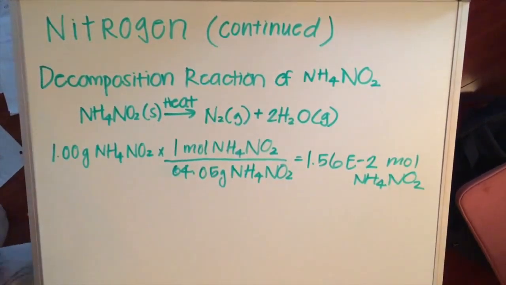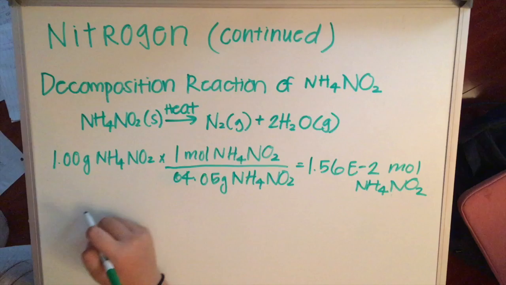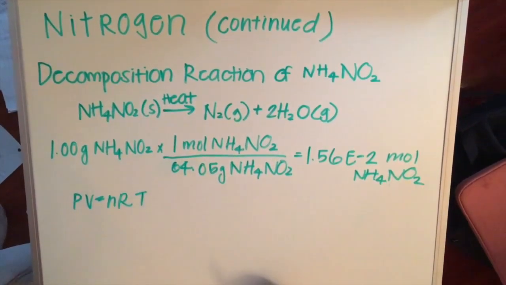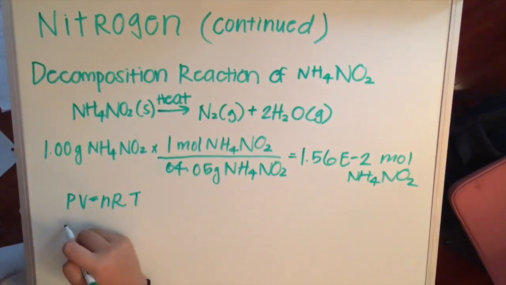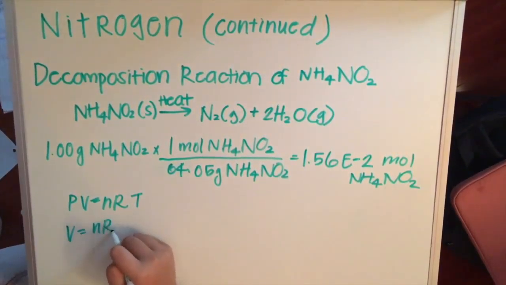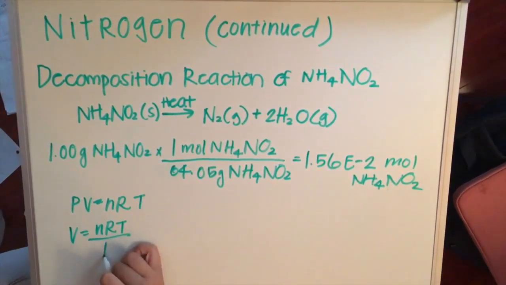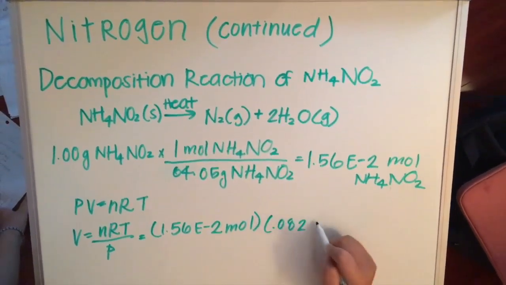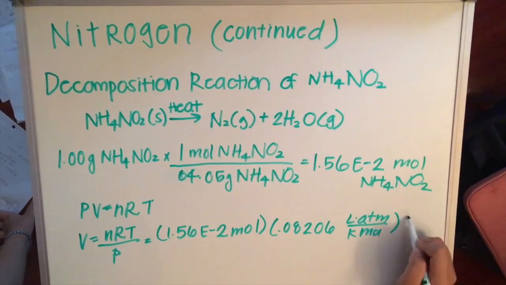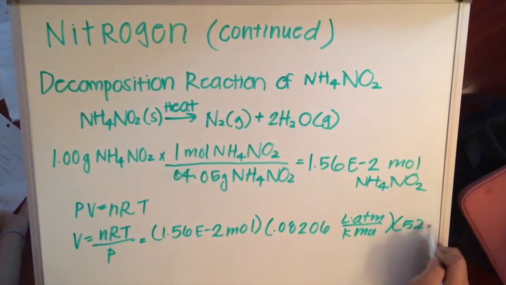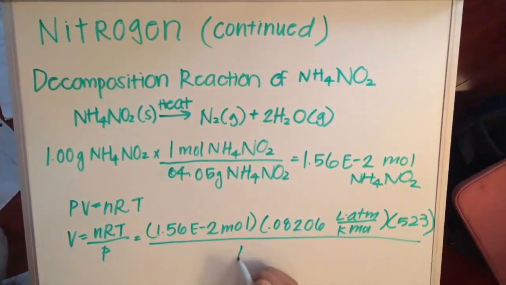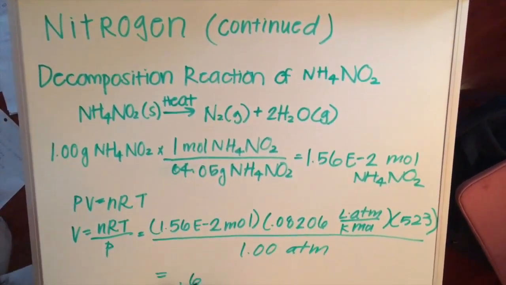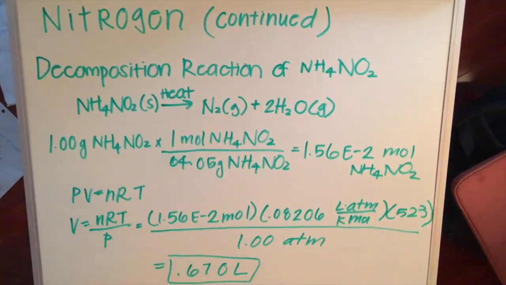Use this to calculate the volume of N2 from the ideal gas law. We will now use the formula PV equals nRT. From this, we will divide P on both sides, and it will become V equals nRT over P equals 1.56 times 10 to the negative 2 mole times 0.08206 liter atm over K mole times 523 K all over 1 atm, and this gives us the volume of 0.670.